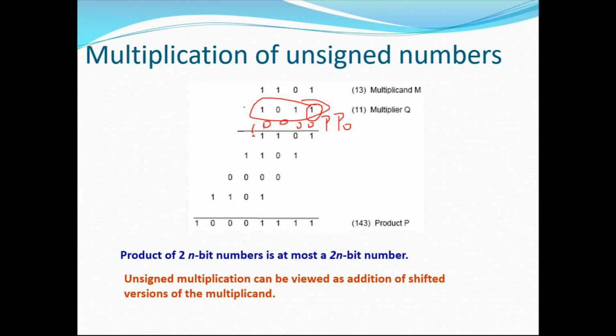After adding this and this, you will get a partial product, right? So that is the same, 1101. That you can call PP1, partial product 1.